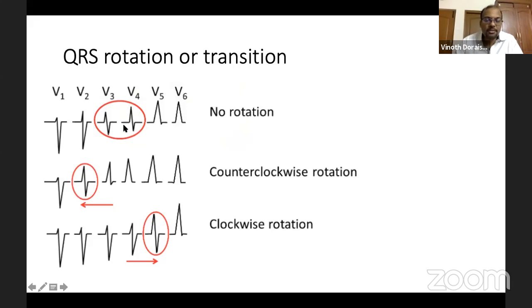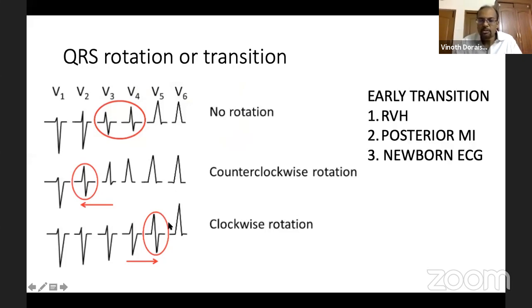Sometimes the transition, if it is towards the right of the V3 lead, like V2 or V1, is called a counterclockwise rotation. You're looking from the foot of the patient, with the patient lying down. So if the transition goes to the right, it becomes a counterclockwise rotation. And if the transition goes to the left of V4, it is a clockwise rotation. So this has some importance.